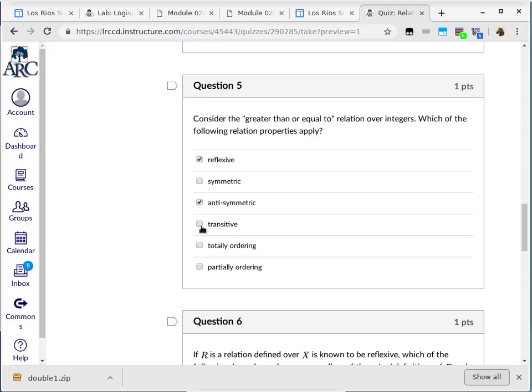Is it transitive? Yes. So is it partially ordered? It is partially ordered because the 3 requirements to be partially ordered are all met here. Is it totally ordered? In other words, if I pick out any 2 integers, can I say, well, A is greater than or equal to B or B is greater than or equal to A? Yep. So that means it is totally ordered.